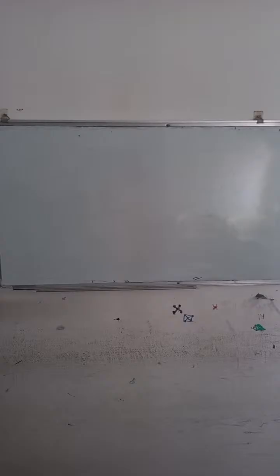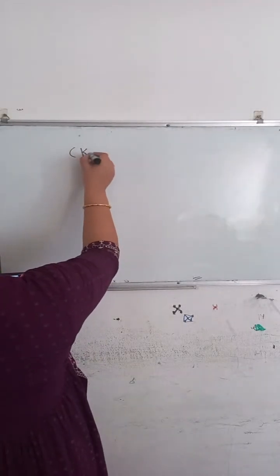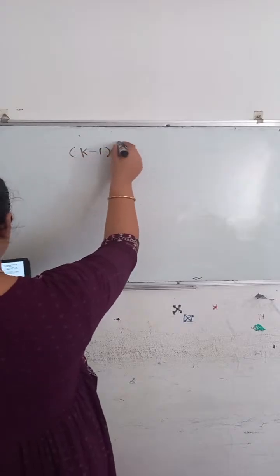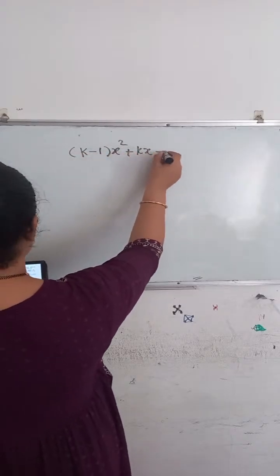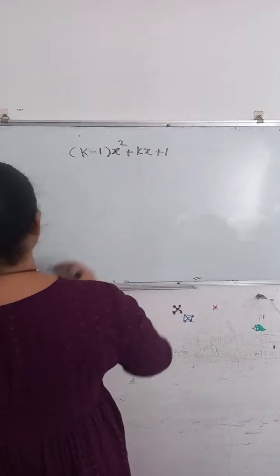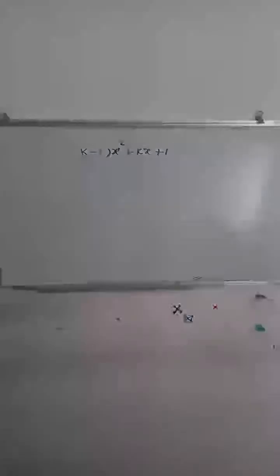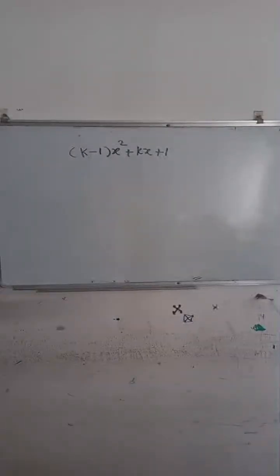The equation is given: k minus 1 x square plus kx plus 1. If one of the zeros of the quadratic polynomial (k minus 1) x square plus kx plus 1 is minus 3, then find the value of k.